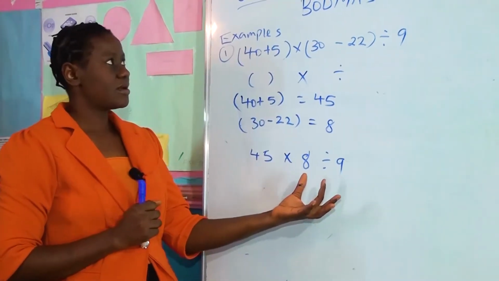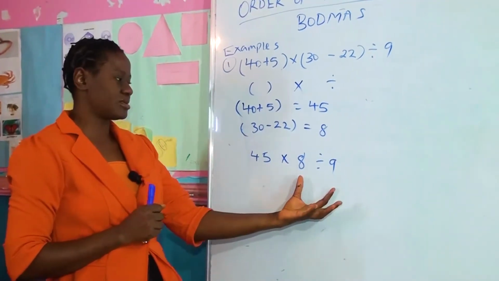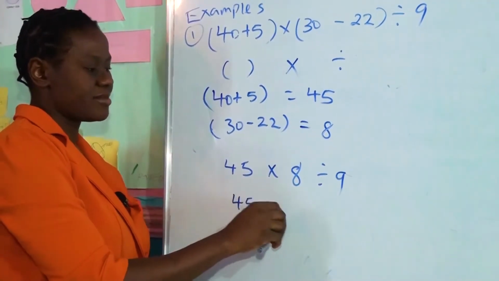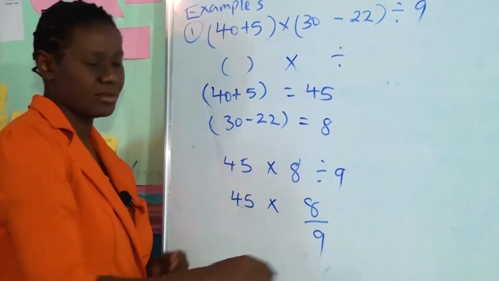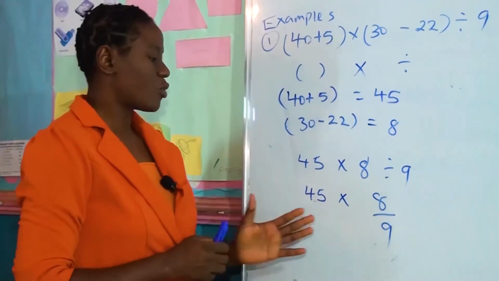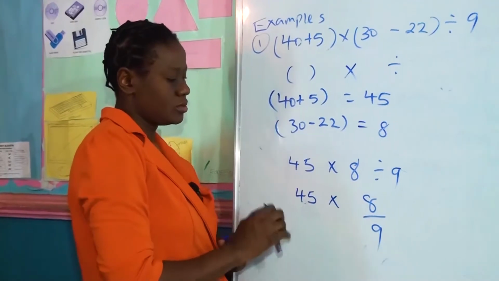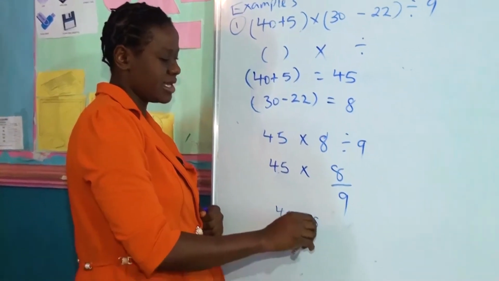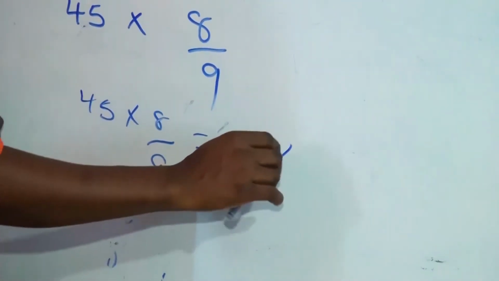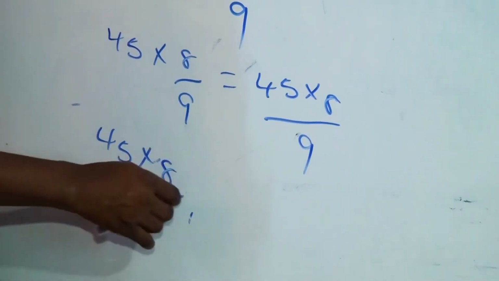Division comes first before multiplication. So we have to deal with this. So we do it this way: 45 times 8 over 9. 8 divided by 9. So we can now do the multiplication. So 45 times 8 over 9. You have two options here. You could go directly 45 times 8 and then over 9, or 45 times 8 over 9.